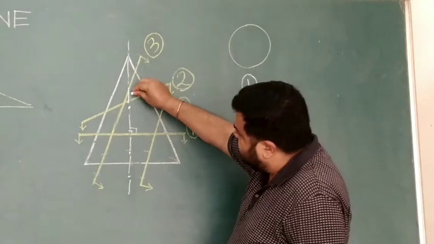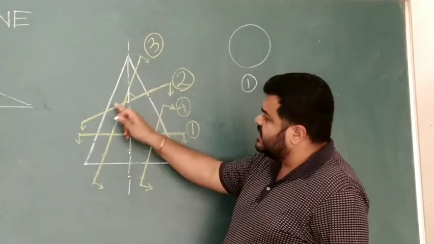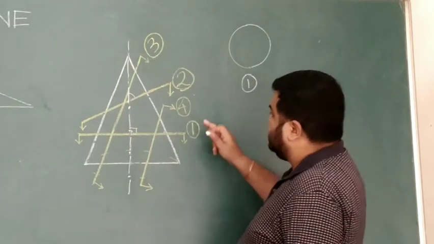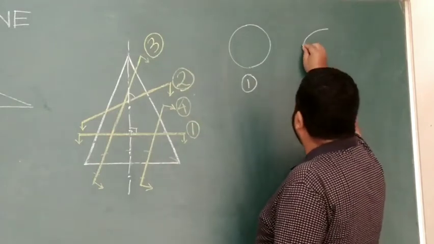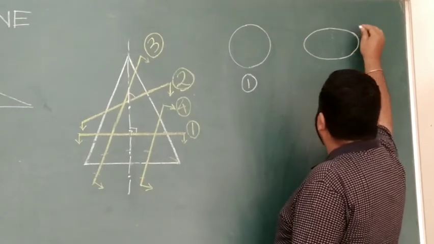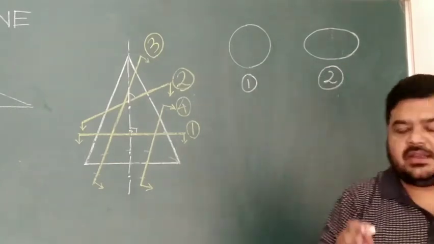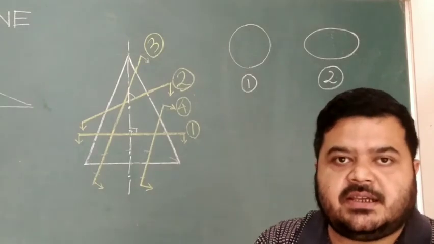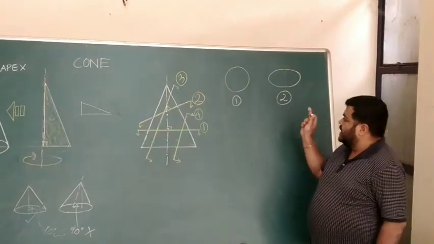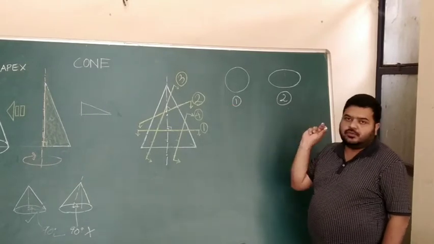If the sectional plane is at some angle to the axis, inclined to the axis, and it is cutting all the generators as well as the axis, the section obtained is an ellipse. This is condition 2. When the sectional plane is inclined to the axis and it is cutting all the generators of the cone along with the axis, the section obtained is an ellipse.